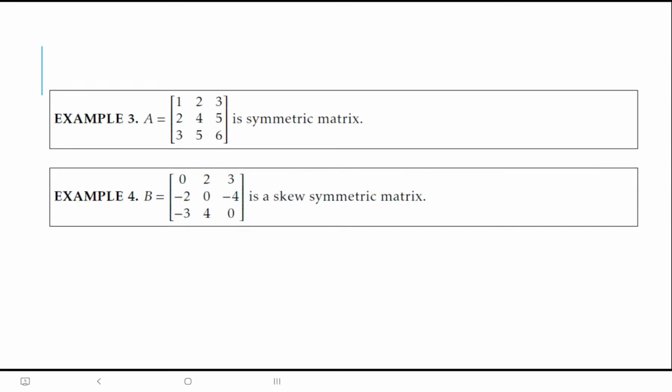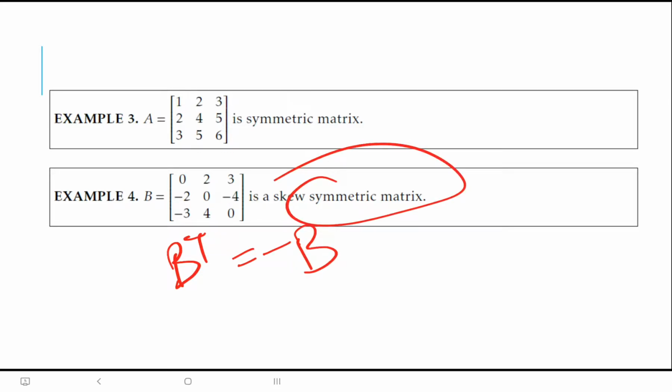Okay, so here we have examples 3 and 4. Example 3 here is a symmetric matrix. So when you take the transpose of this matrix, what you get is just the original A. And then again B, what is the property of skew symmetric? When you take its transpose, it is just equal to negative B. So this one is an example of the skew symmetric matrix.